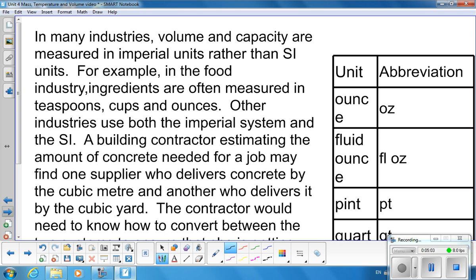In many industries, volume and capacity are measured in imperial units rather than SI units. For example, in the food industry, ingredients are often measured in teaspoons, cups, and ounces. Other industries use both the imperial system and the SI.